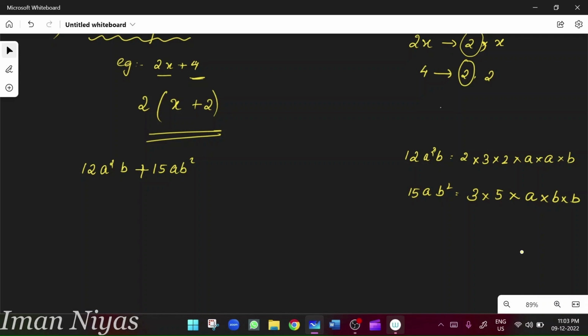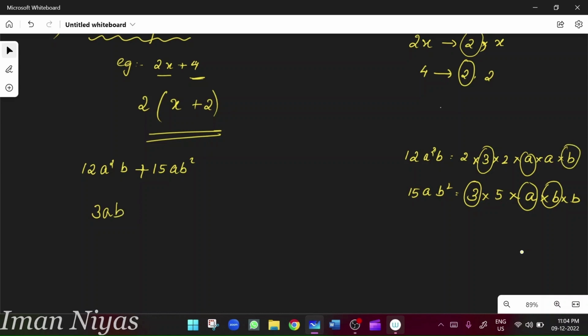Now we are going to find out the common factor, or the HCF, right? So is there any HCF from this? You can see that 3 is common for both. So I'm writing that 3 over here. You can see one a over here, a. Can we say b also? Yes, b is there. So I wrote that b.